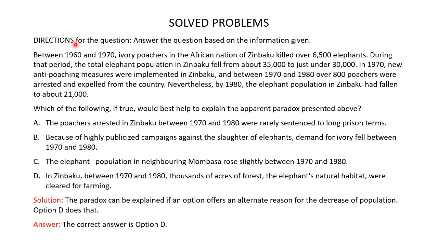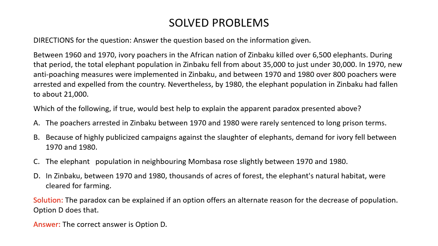Directions for the question. Answer the question based on the information given. Between 1960 and 1970, ivory poachers in the African nation of Zimbabwe killed over 6,500 elephants. During that period, the total elephant population in Zimbabwe fell from about 35,000 to just under 30,000.